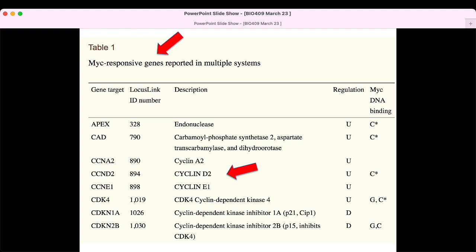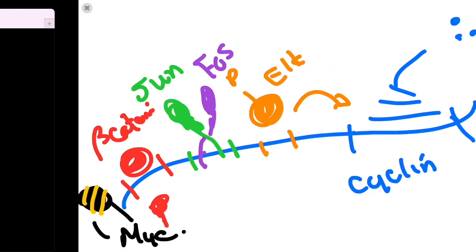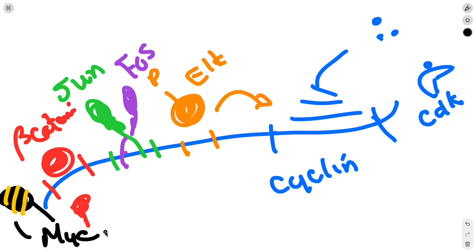And so let me just show you this, Mick. Yes, Godwin. Go back to the drawing one second. What? He just wanted to go back. Oh, go to the drawing of cyclin? Yes. Yeah, rainbow transcription factors.